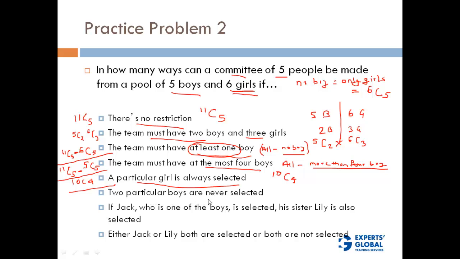Two particular boys are never selected. Okay, these guys are never selected, so I really don't have to worry about them. That means I had 11 people earlier, now I have only 9 people. I have to worry only about them, and I need to select 5 people from them. So the answer is going to be 9C5.